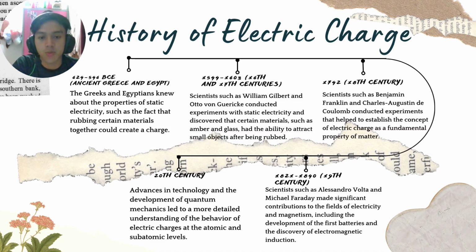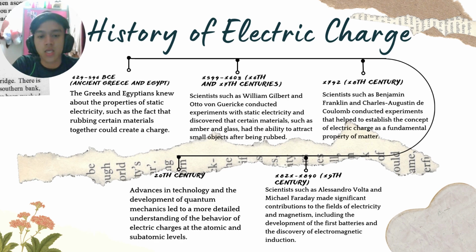We move to the first chapter of the presentation, which is the history of electric charge. In year 624 until 546 BC, which is in the ancient Greek and Egypt age, the Greeks and Egyptians knew about the properties of static electricity, such as the fact that rubbing certain materials together could create a charge.